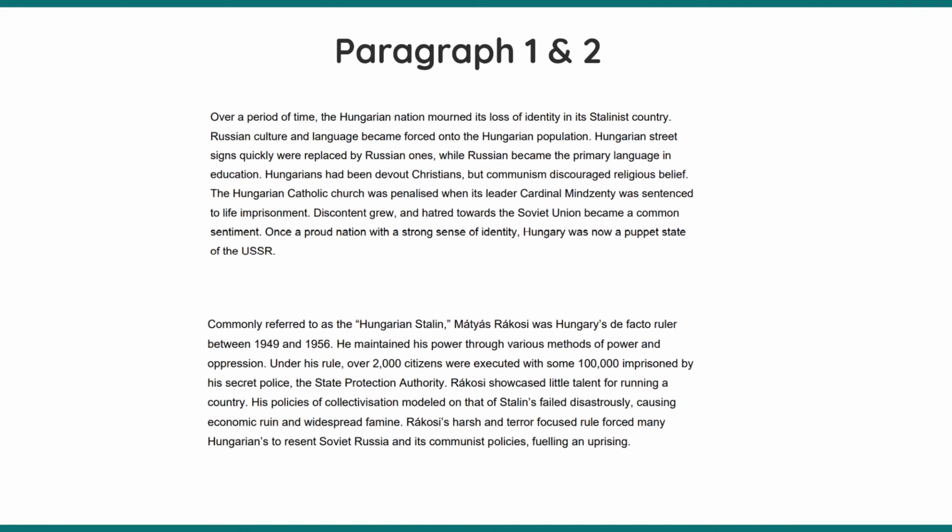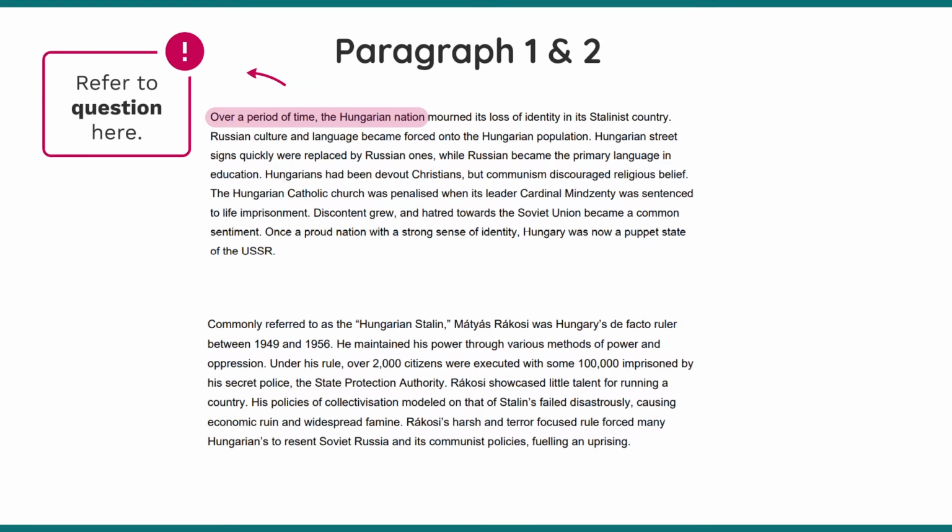I'm always looking out for opportunities to refer to the question, and I think that first sentence there is a missed opportunity. So for example, I might have started off that paragraph saying something like, one of the main reasons why there was a Hungarian uprising was that the Hungarian nation mourned its loss of identity, blah, blah, blah. Do you see how I'm referring using the words of the question straight away? And I just feel that was a slight missed opportunity in that instance there.